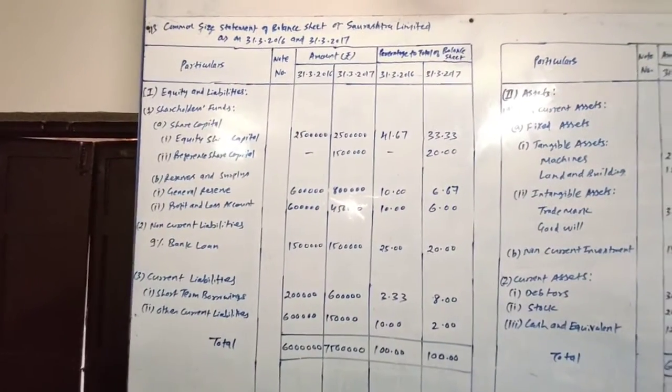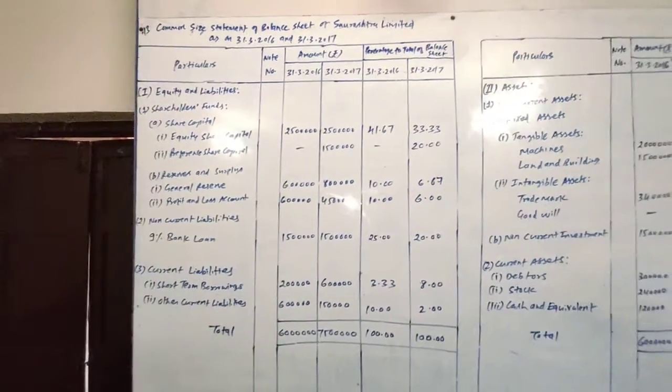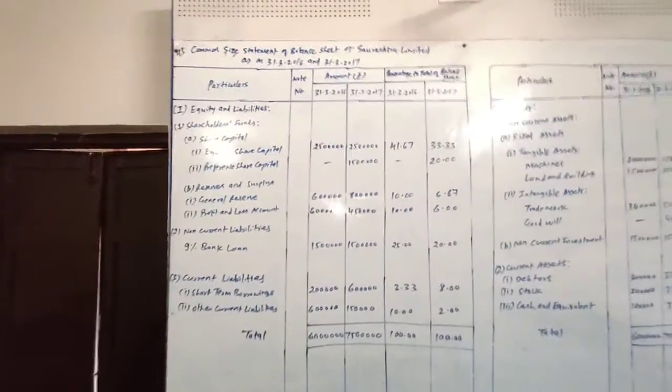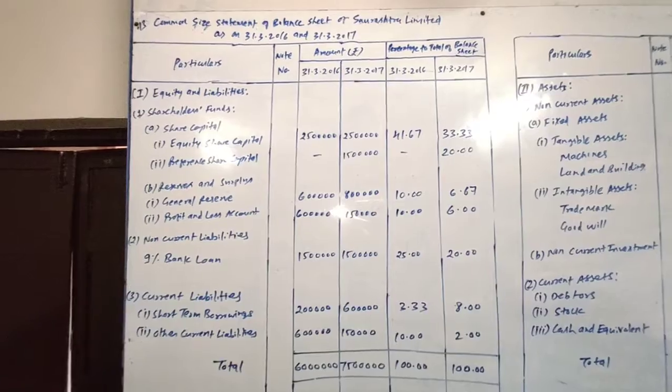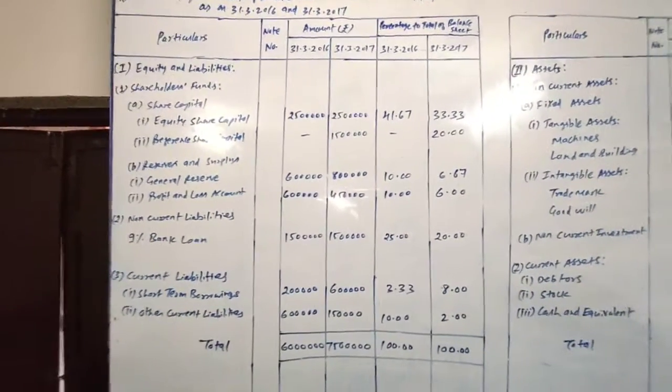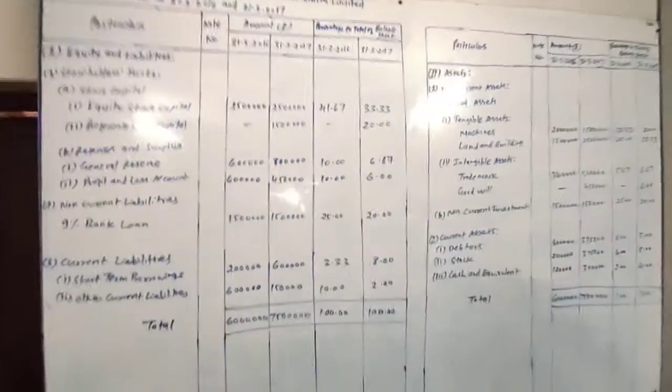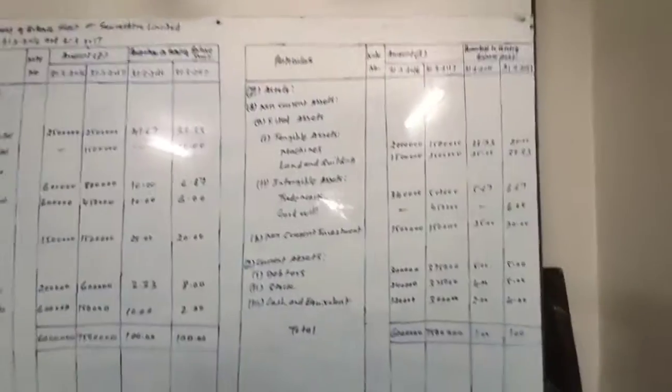Let us continue with the liability. Sorry, this was the common size statement of liability side. Let us continue for the asset side. So it is on another page. Here I move to another page, asset.